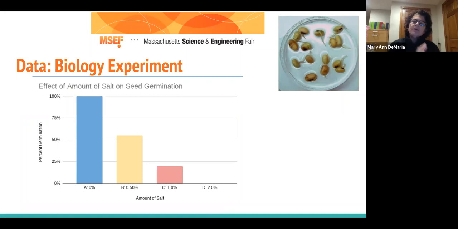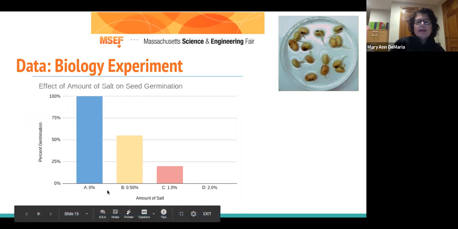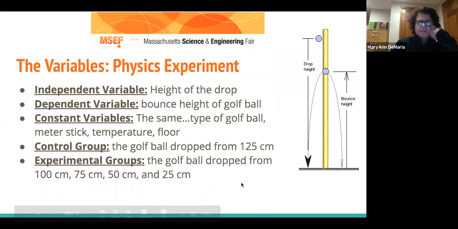So remember, Sister Jean, we were talking last week about how to state hypotheses. So this is where I wouldn't have my kids say at 0% salt, I think 100% of seeds would germinate. I would just have them state the trend, okay? And then see if your data and a trend line supports the hypothesis.